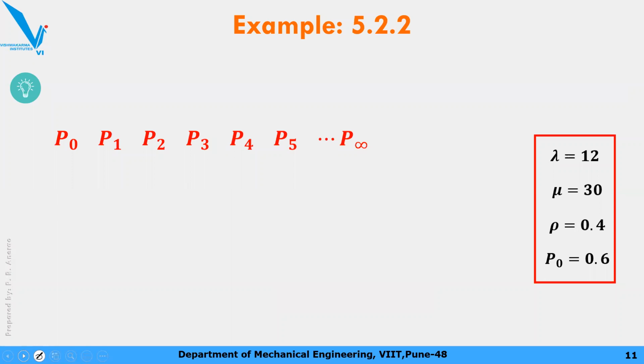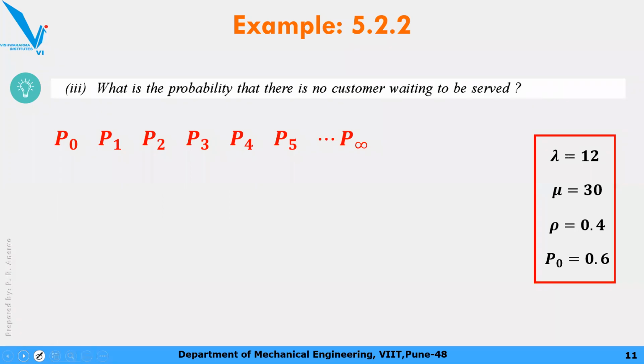Next, third question is what is the probability... Okay, we have 2 minutes of time. We will cover this. What is the probability that there is no customer waiting to be served? No customer waiting to be served.